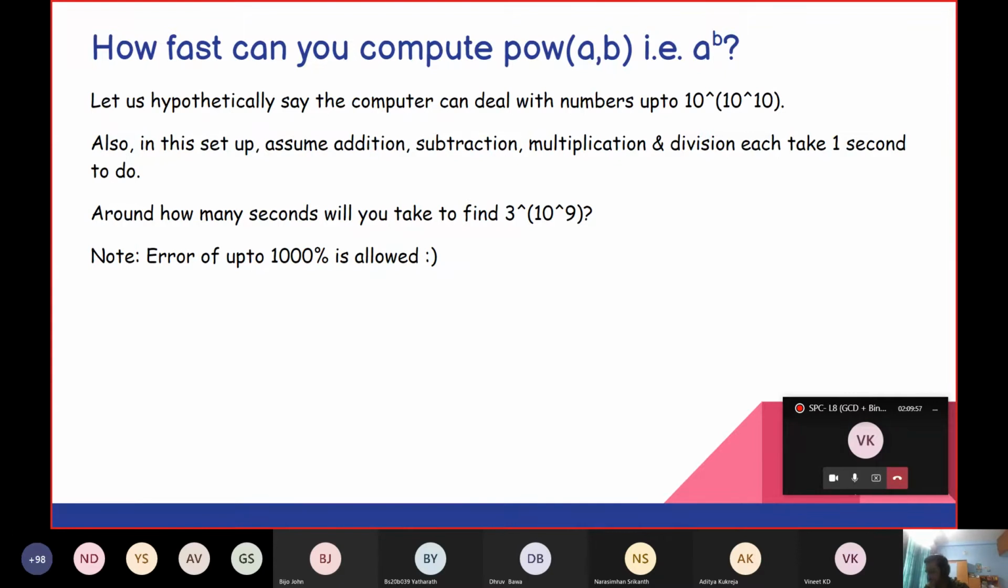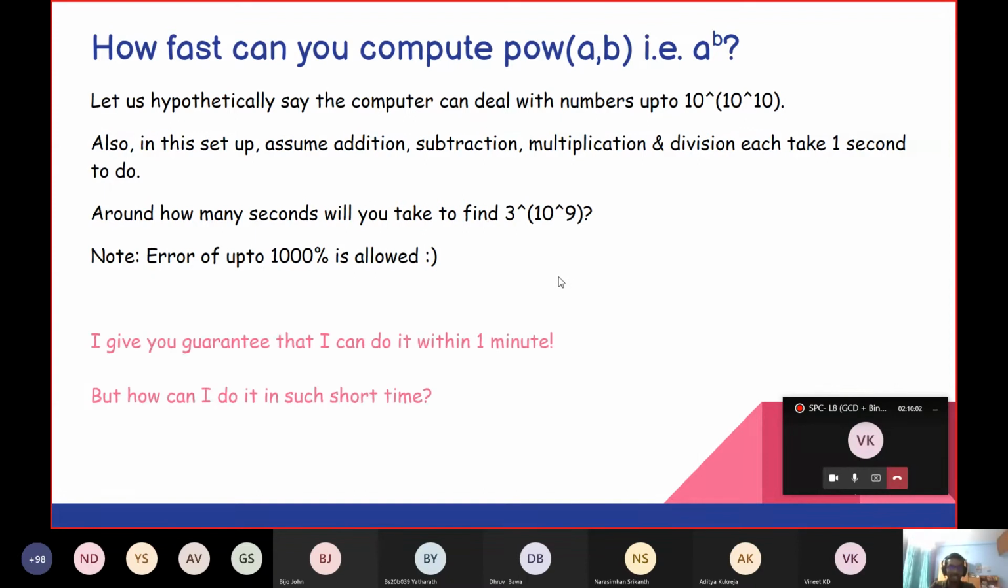Okay, cool. Now I am telling you that I can do this operation in minutes. I've written 1 minute here, but I can do it within minutes, since I have 1000% error allowed. How can I do it in such a short time? That's a question everyone will have in their mind. Something of the order of log 1e9. So around 1e9 with a 1000% error, log 10 power 9 is the time that I will take.